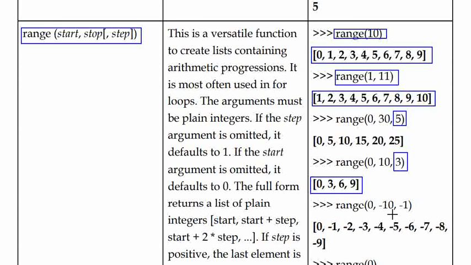range(0, -10, -1): it starts from 0 with step -1, so -1, -2, -3, and it ends at -9.